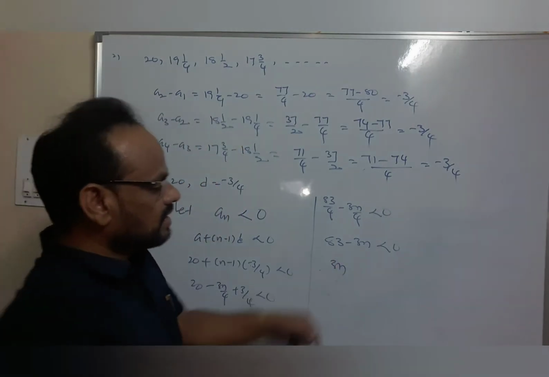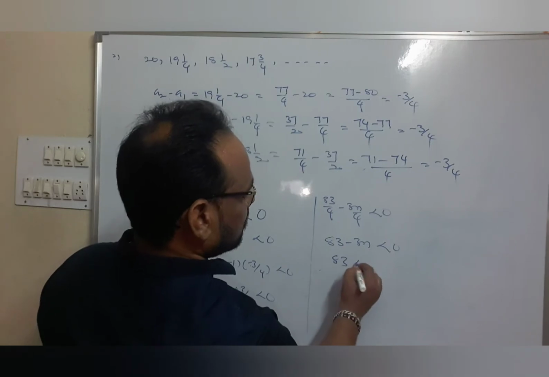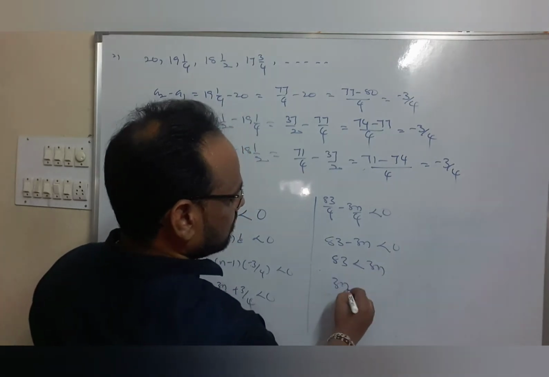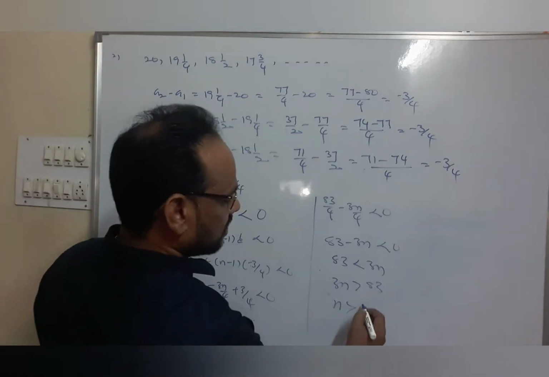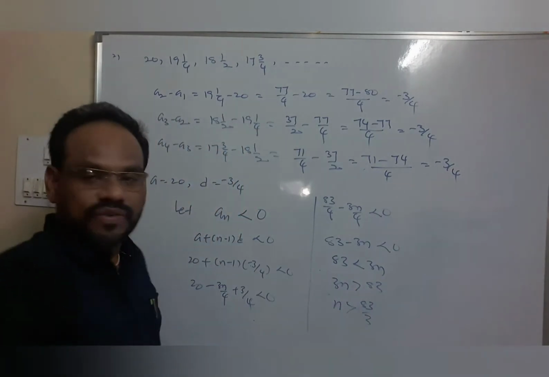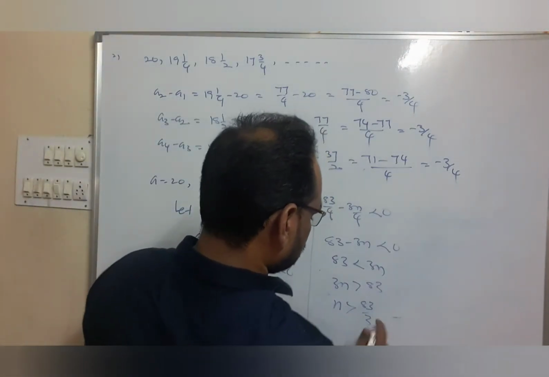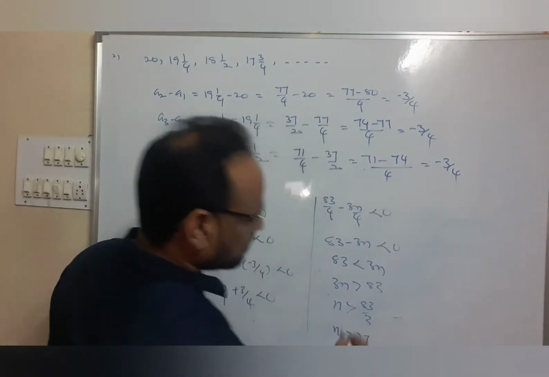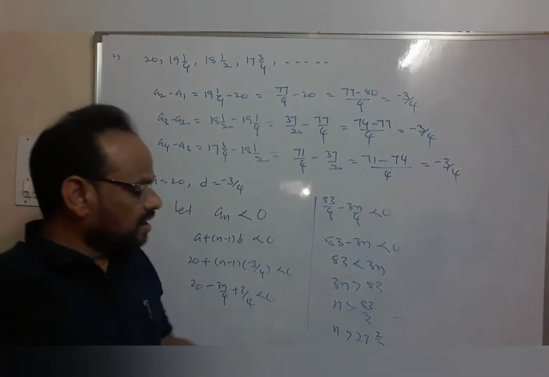83 is less than 3n, that is 3n is greater than 83. n is greater than 83/3. 27 threes are 81, so n is greater than 27 and 2/3.